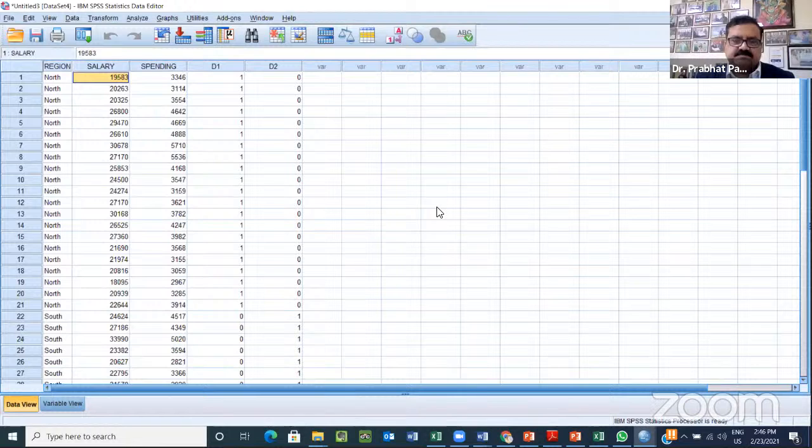So there is one doubt. If we have D3, we'll be marking North as 0, South as 0, and West as 1, right? Yes, if D3 is created, then whichever category you are creating the dummy for, for example West, all West will be 1 and the rest of them will be 0. So you're right, the remaining will be 0.